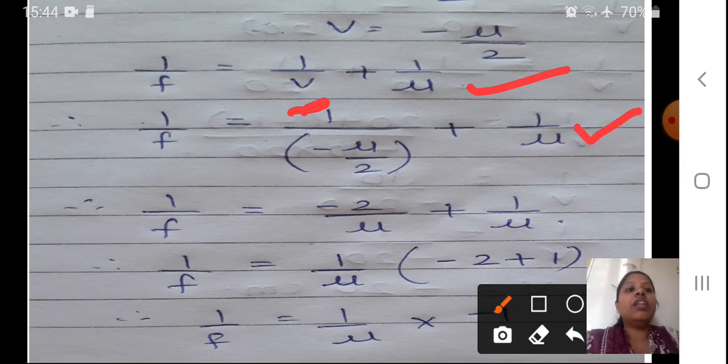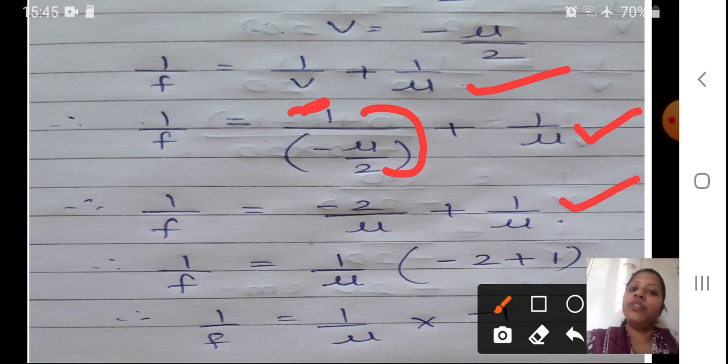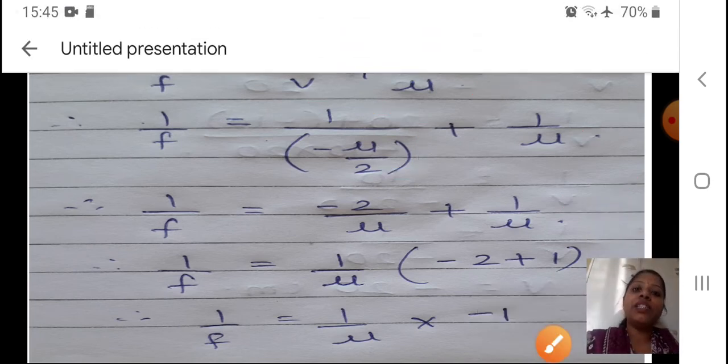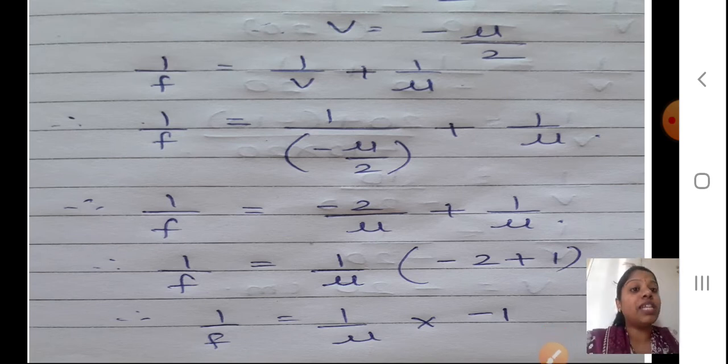Now here if I take the reciprocal, 2 is going to go up. So it will become minus 2 or 2 upon minus u, anything you can write. Here I have taken minus with 2. So minus 2 upon u plus 1 upon u, right? As it is now, can I take 1 upon u common from both of these? Yes. So I have taken 1 upon u common outside, and minus 2 plus 1 has remained. Now you know minus 2 plus 1, what is the answer, students? Minus 1, since 2 is a bigger number having a minus sign. So what I have got: 1 upon f is equal to 1 upon u multiplied by minus 1.